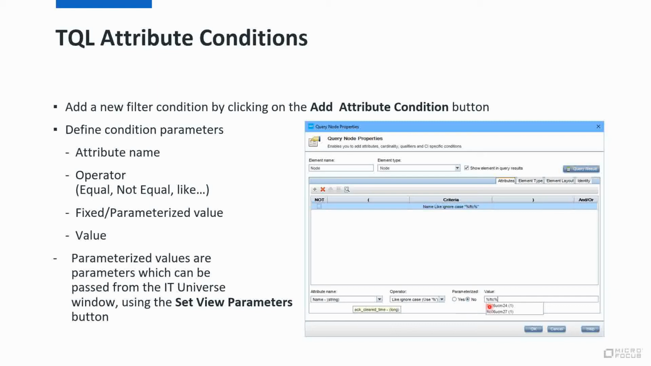In this case, we've got %FTC%. The percent at the beginning means match anything that starts with anything, then has an FTC in it. The percent at the end matches any character after FTC. So in this case, we're looking for any node with a name, we're like ignore case, where it either begins with any character and has FTC and then ends with any character. You can see there's a little drop-down list that will populate as you're typing so that you can see what your results are from UCMDB as a quick check.